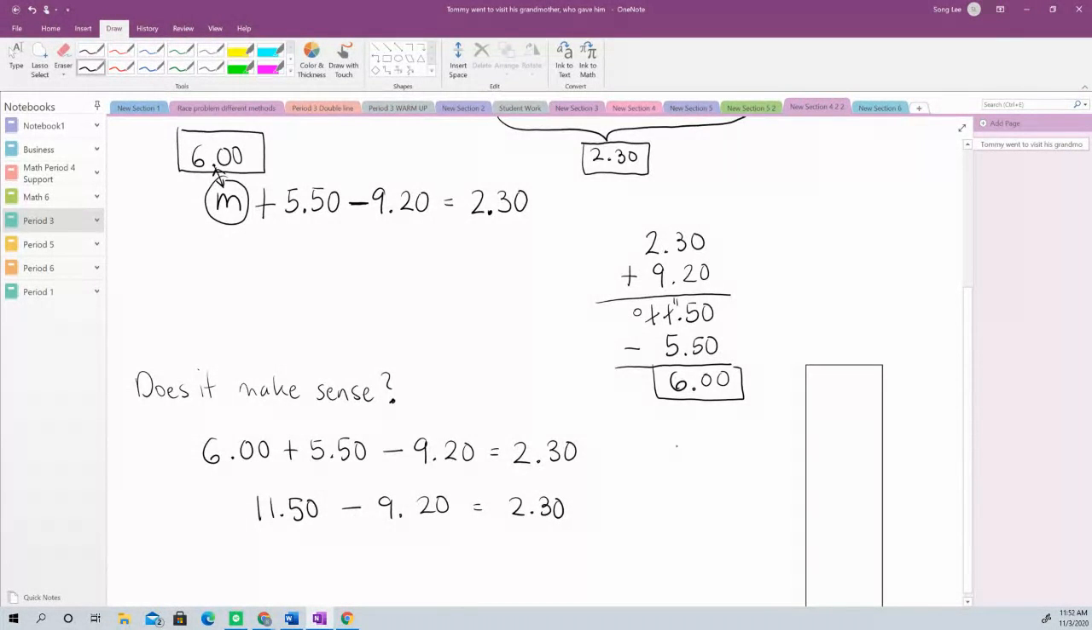So let's do that right here. $11.50 minus $9.20. Here's a 0, there's a 0. 11 minus 9 is 2. Bring down the decimal because you're supposed to line up your decimal. So I get $2.30 is what I get. So therefore, Tommy started off with $6.